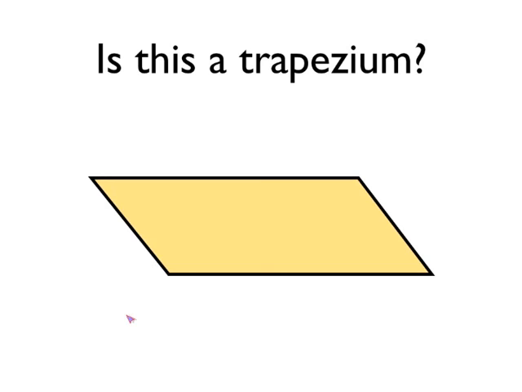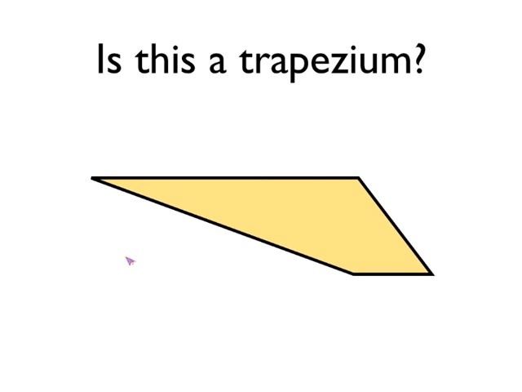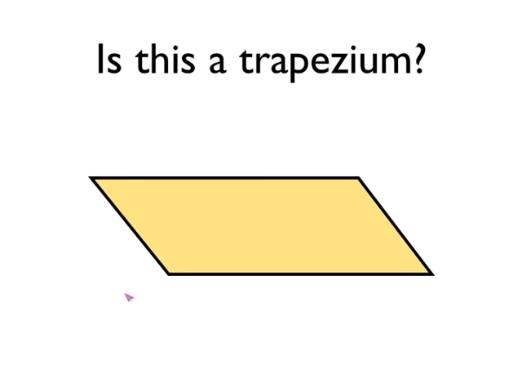And the reason that it's not has got to do with how many pairs of parallel lines there are. In this case there were one pair of parallel lines, but in this shape there are two pairs of parallel lines, and this shape is actually a parallelogram rather than a trapezium.